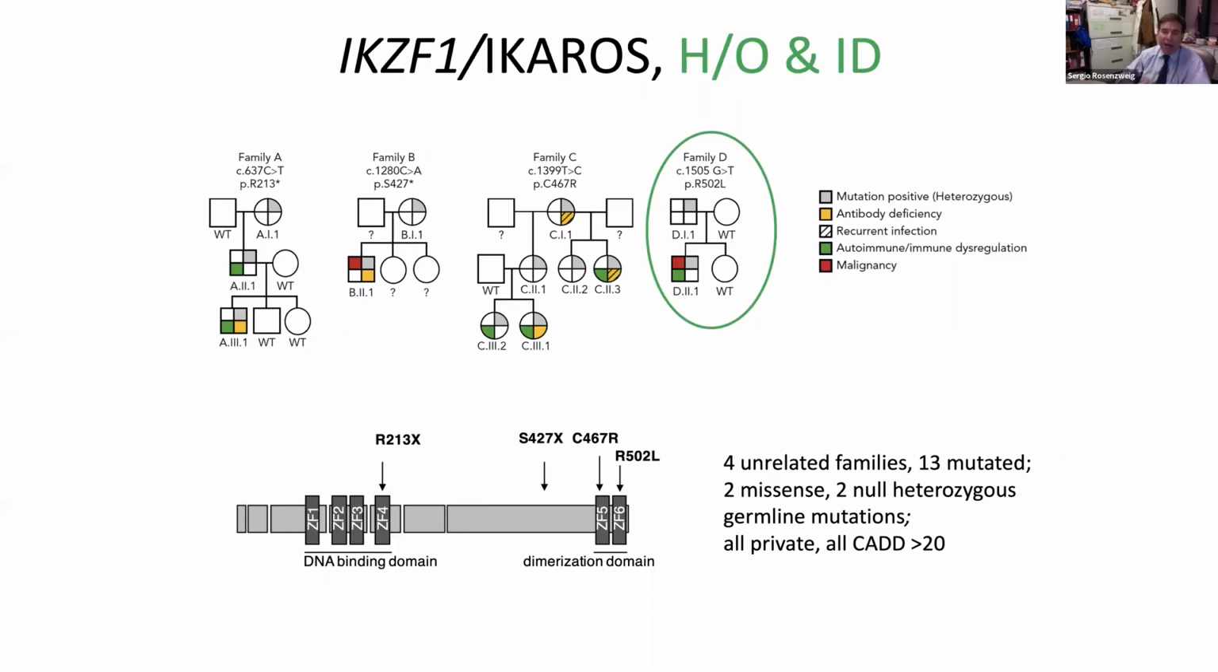Now, instead of 6 or 7 families, we had 4 families, but 13 mutated individuals, also with missense and null heterozygous germline mutations. They're mostly concentrated here at the dimerization domain. They're stop codons, or they have a stop codon after the most important DNA binding zinc fingers. Zinc fingers 2 and 3 are the most important. Zinc finger 4 has a relative role in DNA binding. But a patient with a mutation here is devoid of the dimerization domain.